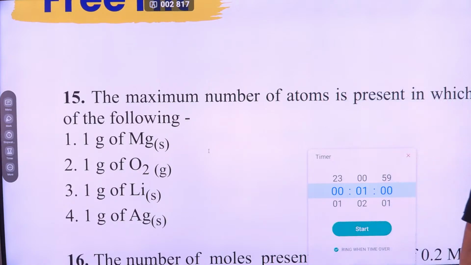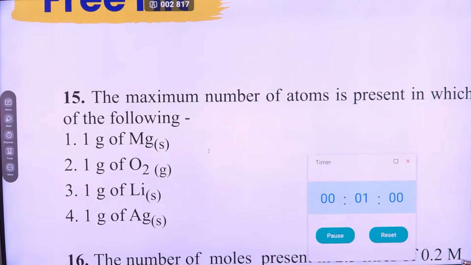Okay, try to answer this question. Oh, I have not set the timer, sorry. Okay, I will turn this timer off when 10 seconds are left, because I gave you 10 seconds extra.